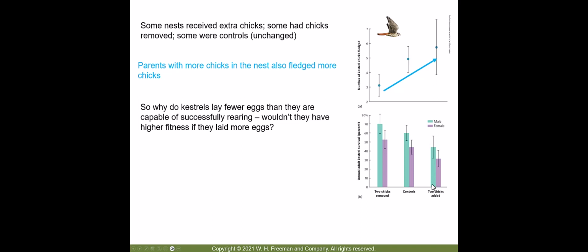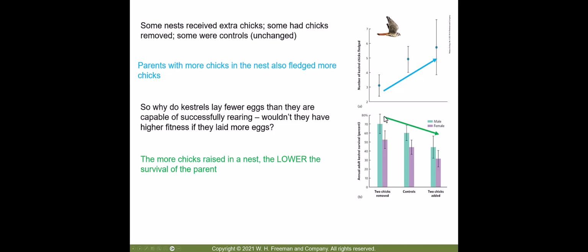These were artificially added. So why do most kestrel only lay this number of eggs when they actually could do better by laying more? Wouldn't they have higher fitness? And so the answer to that comes in the bottom graph, because now what we're looking at is not number of chicks fledged, but we're looking at the annual adult survival. The parents of these nests that had the control versus 2 chicks added or removed, what's their survival like?